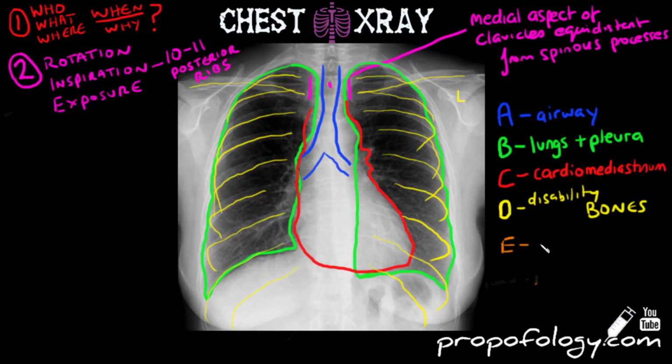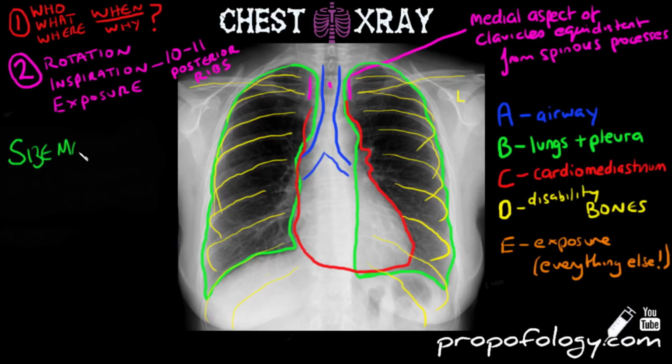Lastly, E stands for exposure and everything else. So we're going to look at the skin, we're going to look at if there's any subcutaneous emphysema, which is air in the skin. We're going to look for any fragments that are in the skin. We're going to look for artifacts such as ECG leads, oxygen tubing that could confuse your picture. You should also take this opportunity to look for any tubes that might have been inserted into the patient, such as an endotracheal tube, a nasogastric tube, or any central venous access.